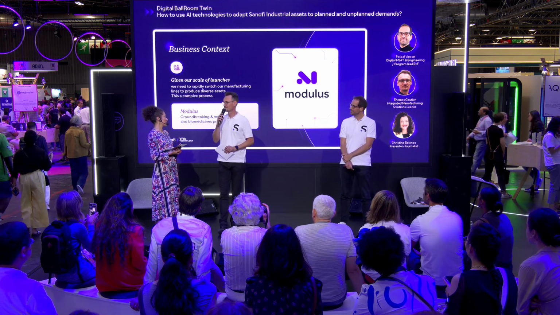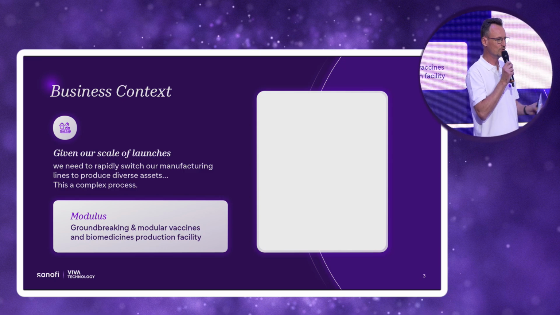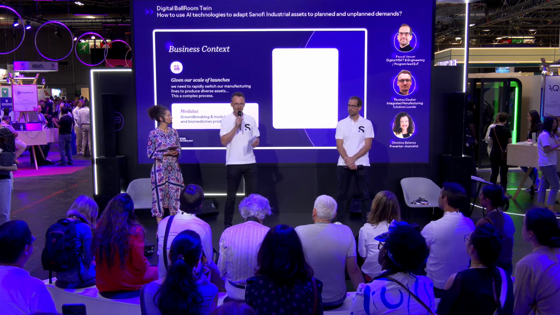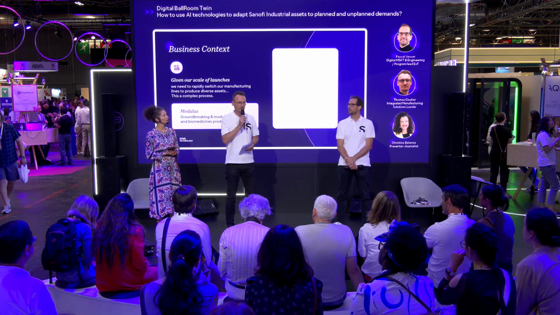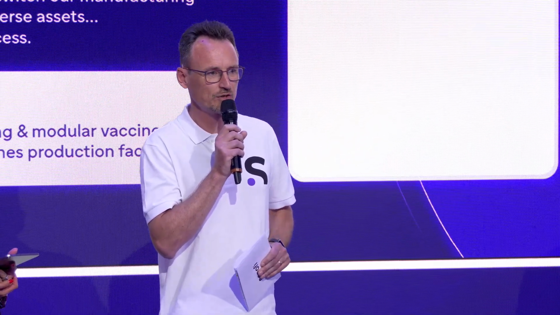It looks really exciting. Tell us about that. Yes, as you have seen, this new type of building is called Modulus. Modulus is clearly a groundbreaking and modular vaccines and biomedicine production facility. It's very important to understand two things. The first thing is that Modulus is able to transition from one product to another in record time. When I say that, I speak about days, only days. The second important piece of information is that Modulus is able to produce three to four different products simultaneously in the same building. Clearly, this is a completely different approach that traditional manufacturing buildings simply cannot meet.